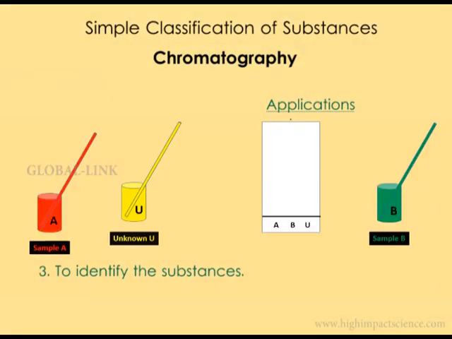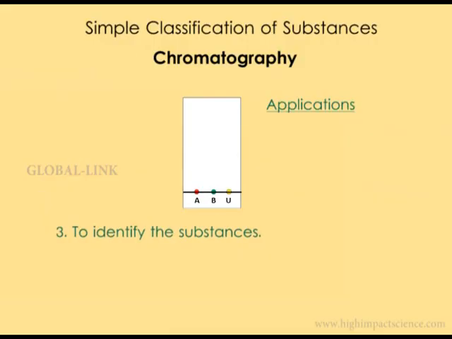For example, if you have two known substances A and B and an unknown substance U, you can run them simultaneously on a paper chromatography. So we have A, then we place B, and then U. We place it in a mobile phase. The solvent rises and carries the components of the sample to different heights. From this chromatogram, we can conclude that the unknown substance is actually B.